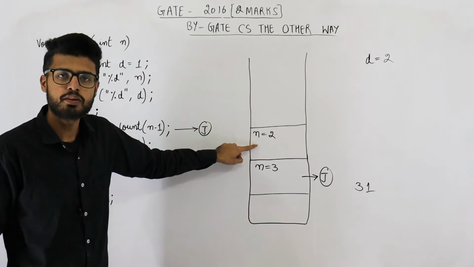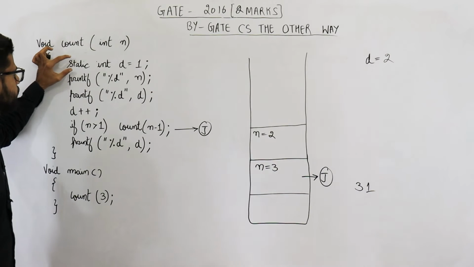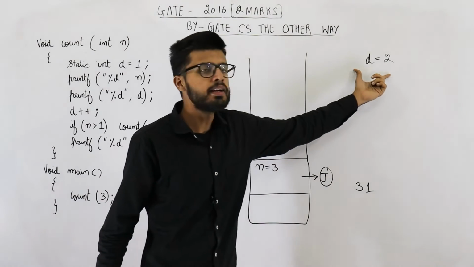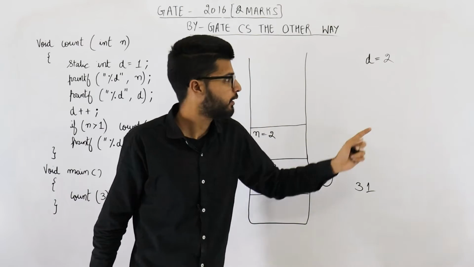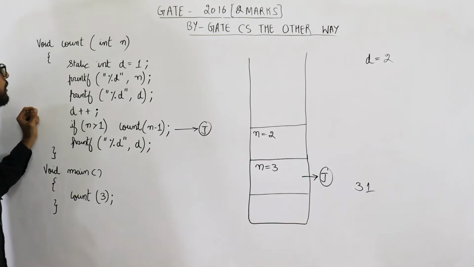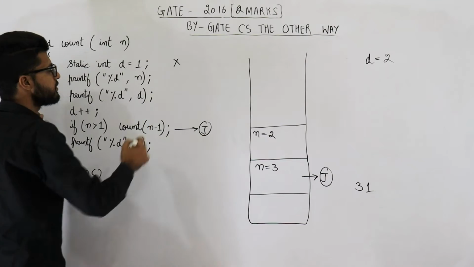Now let's talk about the new function. Inside new function, you have written static int d is equal to 1. But already d is declared. So don't declare it once again. Don't change this value. Use the value as it is because it is a static variable. So we can say this line will be skipped.